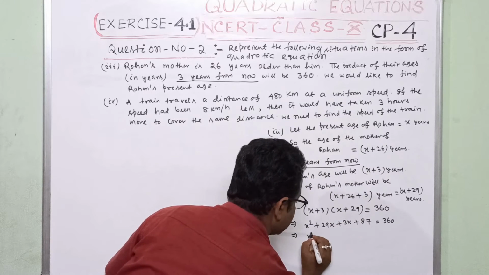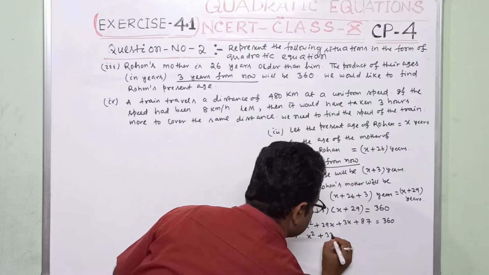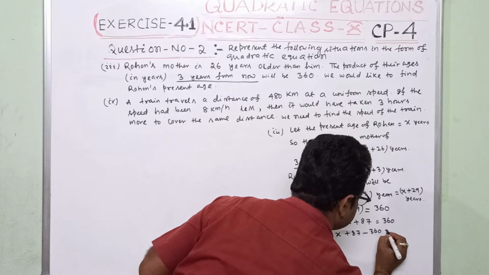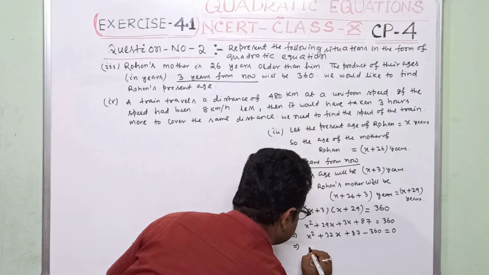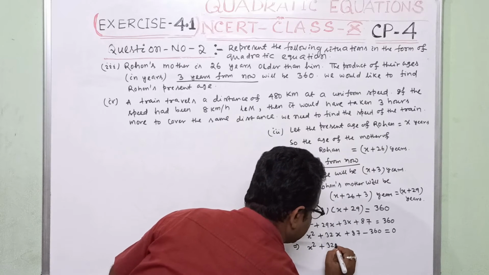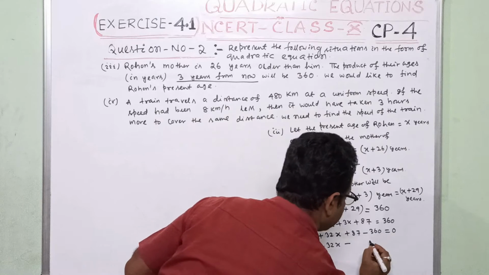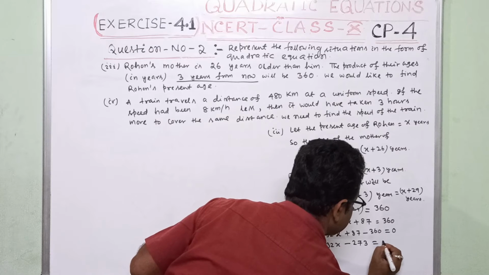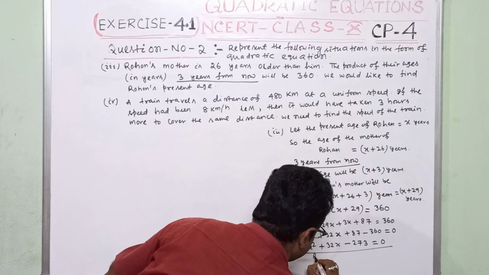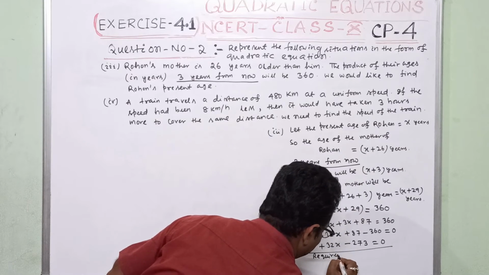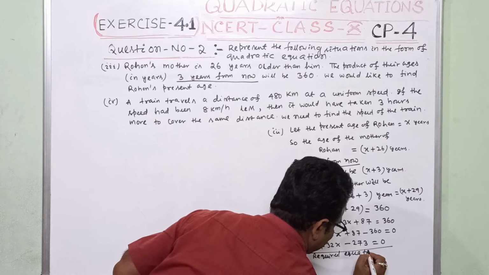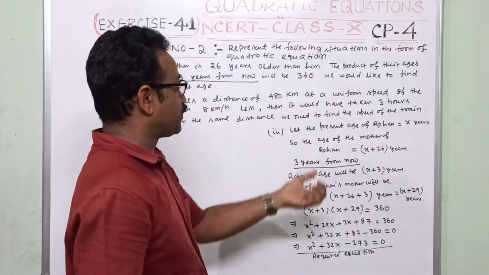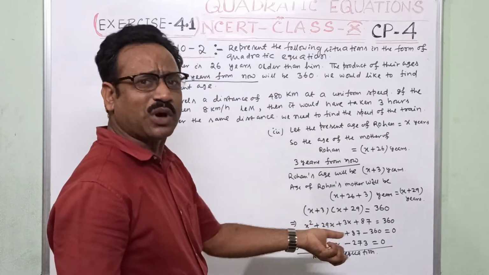That implies x square plus 32x plus 87 minus 360 is equal to 0. That implies x square plus 32x minus 273 is equal to 0. This is the required equation, to find out the present age of Rohan and also the age of his mother.